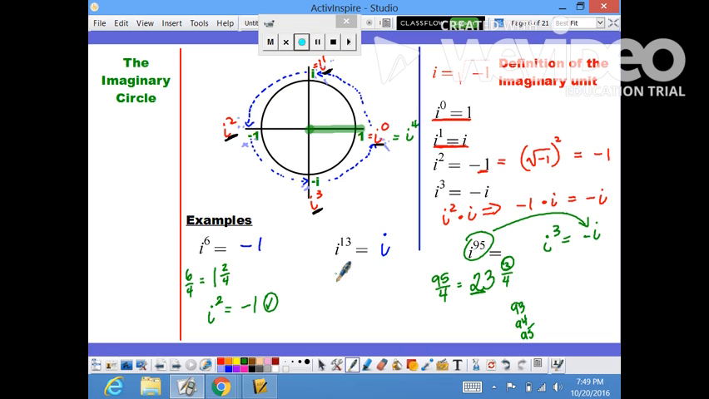Same thing here, i to the power of 13. Well, we're going to take 13 and divide that by 4. And we said that 4 goes into 13 3 times, because 4 times 3 is 12, and we have 1 left over. We're going to take that 1, and that's going to be i to the power of 1. And i to the power of 1, as we said earlier, is just i. So it checks out.